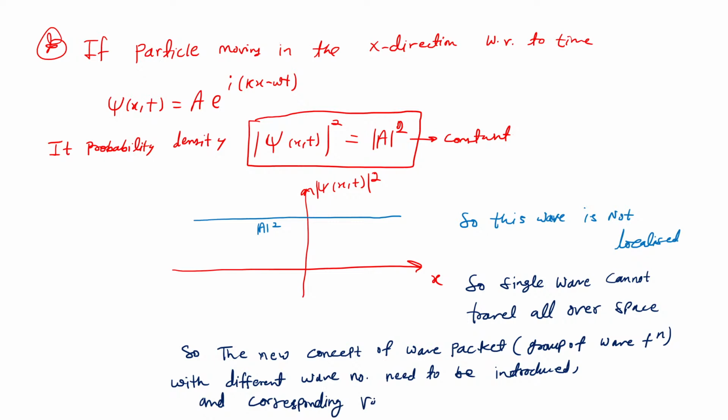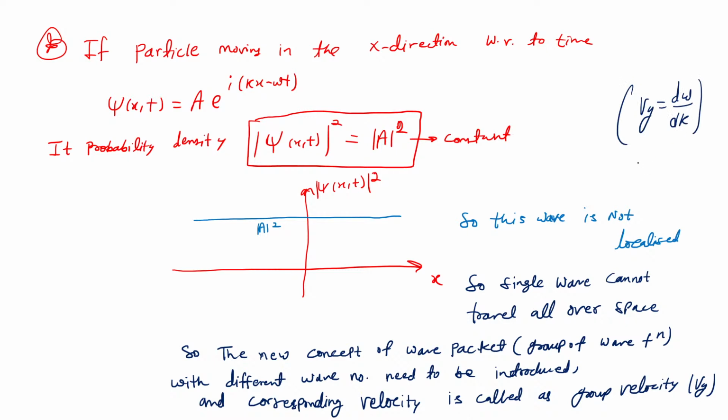Now the corresponding velocity will not remain the phase velocity. The corresponding velocity for a wave packet is called the group velocity, and this is denoted as Vg. So what is Vg? That we need to understand. Vg is basically defined as d omega over dk. Here you can write Vg is defined as d omega over dk.